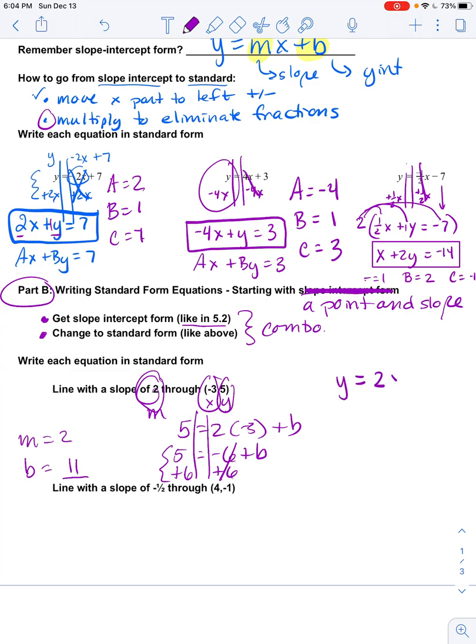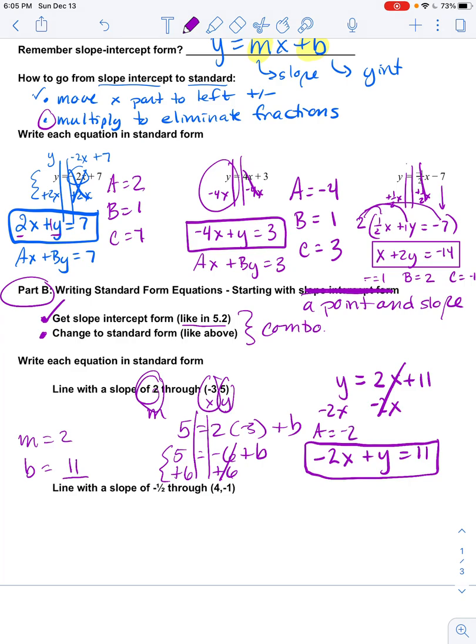I have y equals mx plus b. So check that. But now I'm supposed to do what I did up above, which means moving this x over to the other side. So I get negative 2x plus 1y equals 11. And if I get asked later, A is negative 2 because that's in front of the x. B is 1 because that's in front of the y. C is 11 because that's the number on the right all alone.